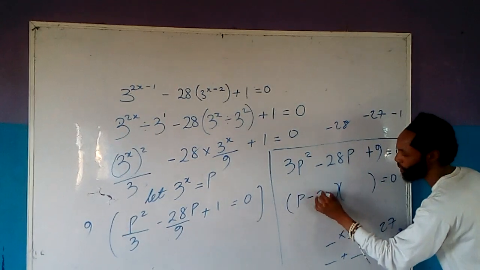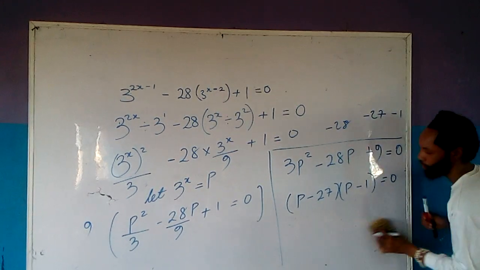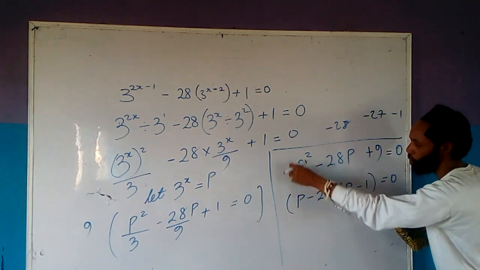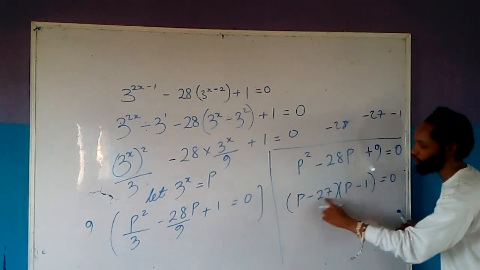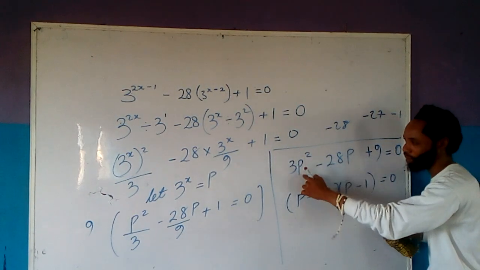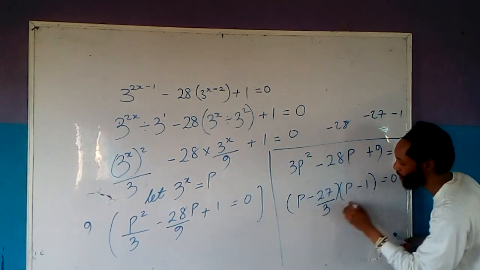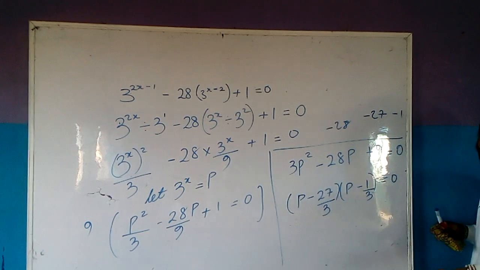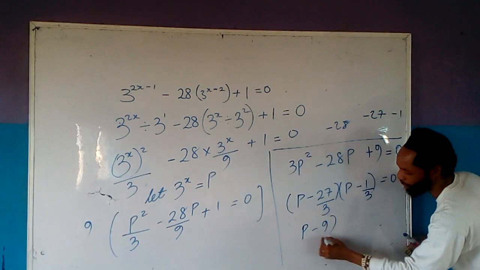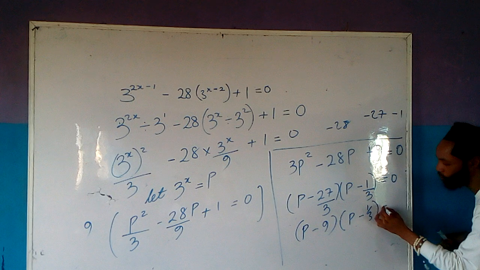P is what? Negative 27 and P is what? Negative 1. Now remember we have a 3 here. If it were just 1, we would not divide by anything, because dividing by 1 won't change it. But because we have a coefficient of the quadratic term other than 1, you have to divide through by it. Do not forget this when you're using this method. So 3 into 27, we have P minus 9 and what? P minus 1 over 3 equals 0.